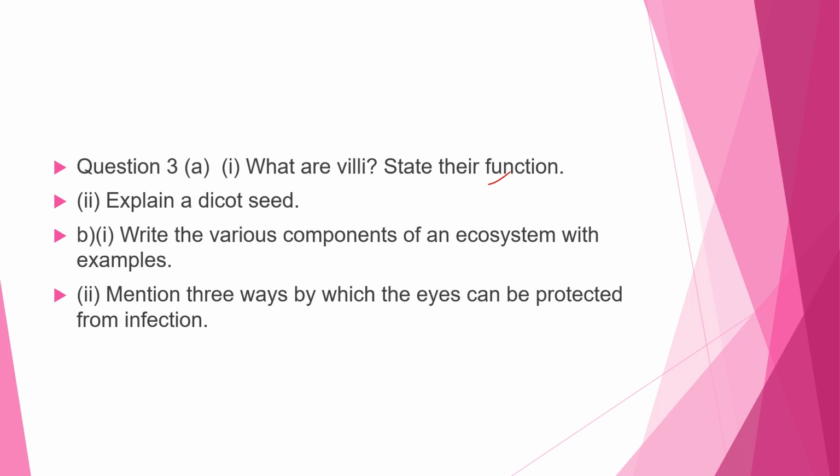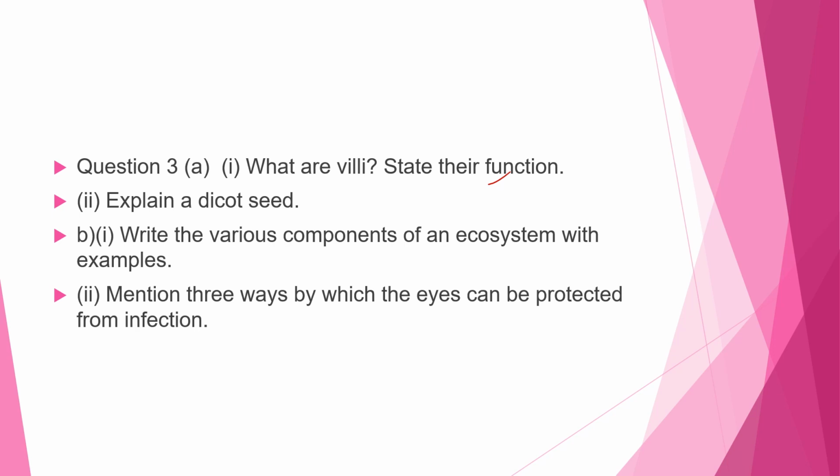Now write the various components of an ecosystem with examples. We can say that an ecosystem comprises mainly 2 components. The biotic components comprise the living organisms, and the abiotic components comprise the non-living components. So biotic components are plants and animals, abiotic components are air, water and soil.